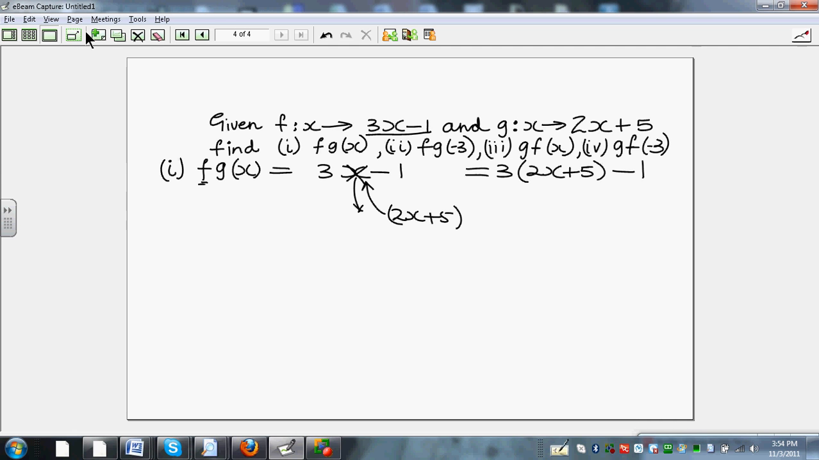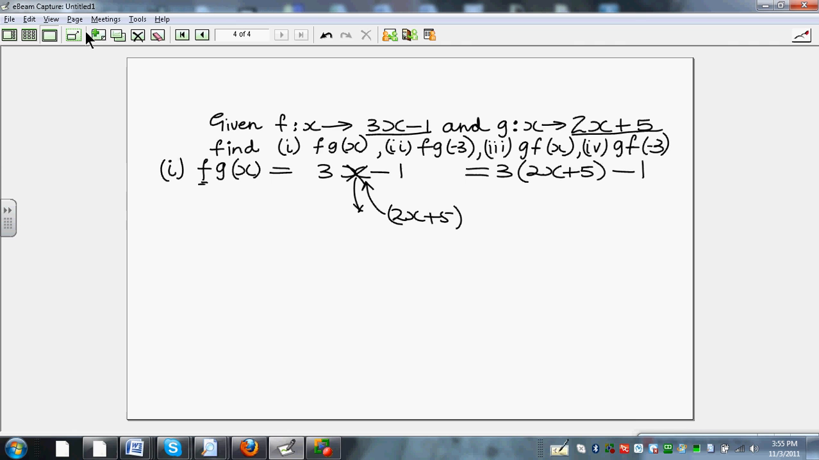In the function on the left, which is 3x minus 1, we substitute or replace the x, wherever we see that x, by the function on the right. Function on the right was 2x plus 5. So all we did was we took that and we replaced the x with it, and we ended up with 3 into 2x plus 5 minus 1. Remember, when you do substitution, you must use brackets.